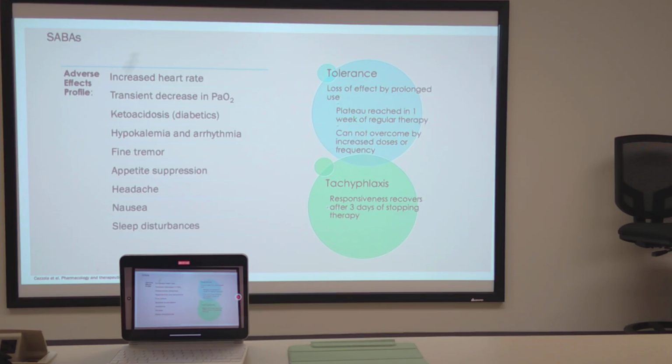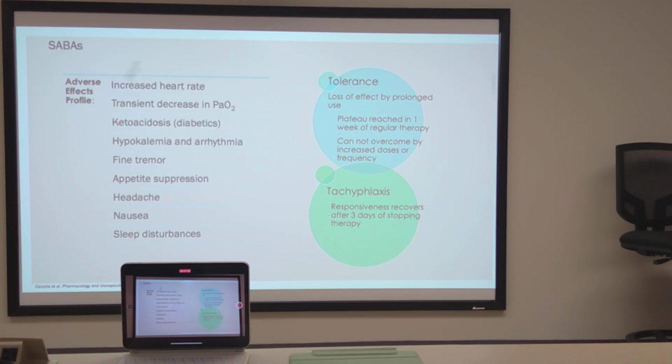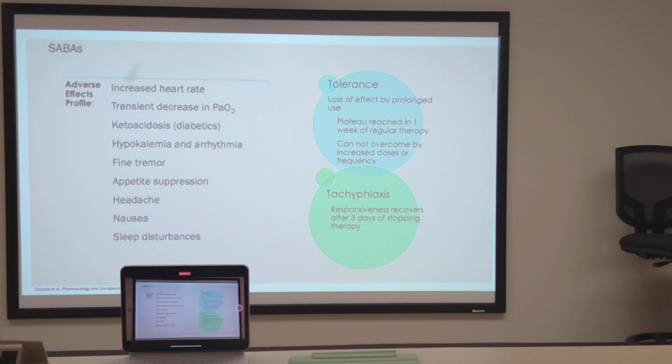All right. Some of the adverse effects that can happen here is that you can have increased heart rate. You can also have some very quick decrease in your oxygen level. Ketoacidosis can potentially occur too, which can be important for those who have diabetes. Hypokalemia and arrhythmia, fine tremors, and it can be an appetite suppression. Headache, nausea, and sleep disturbances can also occur with these medications.